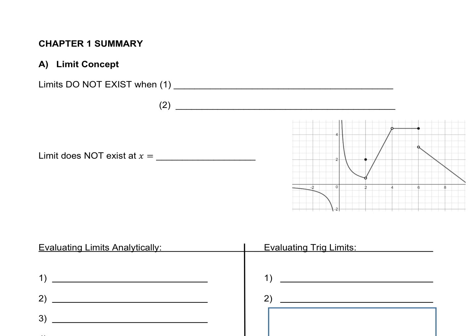So things we know about limits. Limits do not exist when two different things are true. Does anyone remember when limits do not exist? Okay.